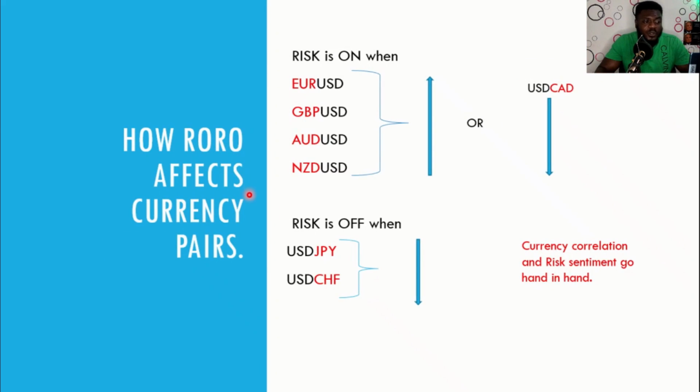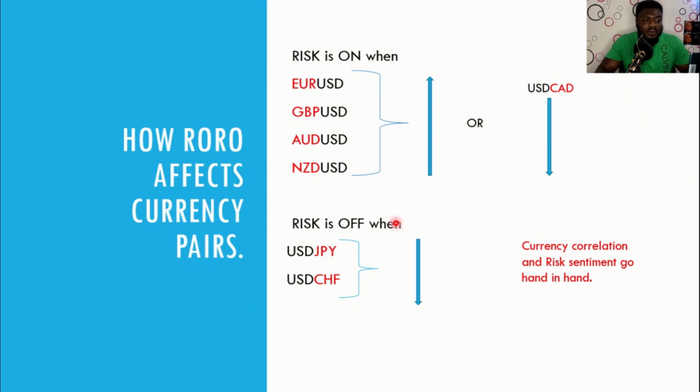So how do risk on and risk off affect currency pairs? There is kind of a currency correlation bit in here. If we say that risk is on, we mean that these clusters of currency pairs over here are rising, and they are rising because Euro, GBP, AUD, and NZD in these pairings are risky currencies and they are stronger than the USD. Conversely, USD CAD would be falling because CAD would be stronger than the first currency in this currency pair, which is the USD.